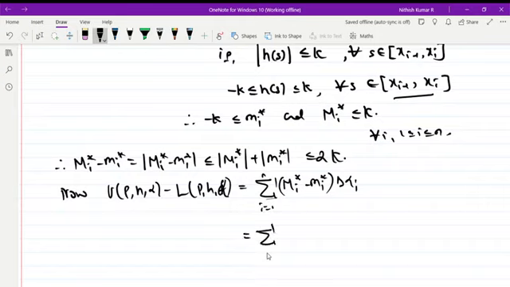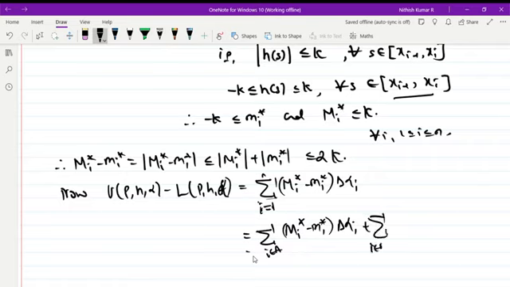Okay, so this is equal to, again, a summation. Since the summation varies from i equal to 1 to n, but also I know that A union B is nothing but 1, 2, 3, and so on up to n, so I am taking the summation over A, that is i belongs to A, of capital M_i* minus small m_i* times delta alpha_i, plus the summation i belongs to B of capital M_i* minus small m_i* times delta alpha_i.